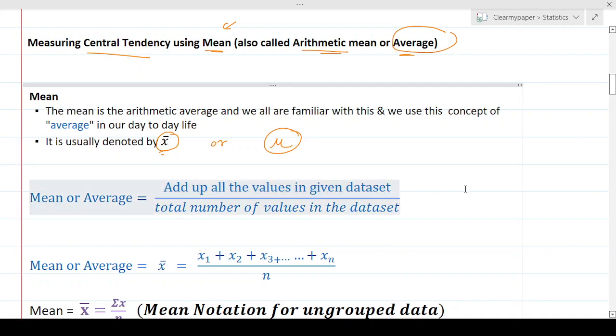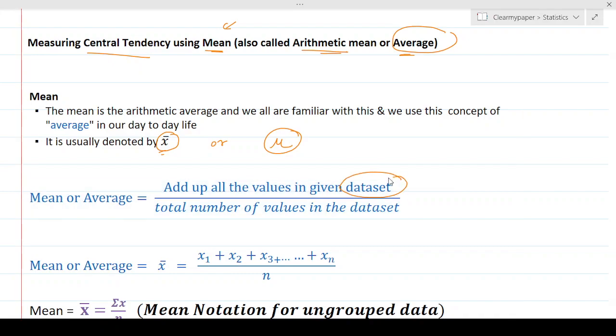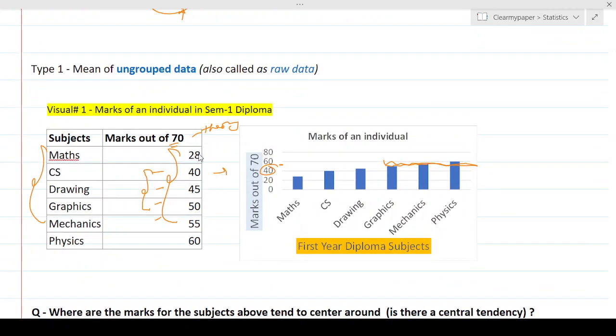Data set is a jargon here. What it means is the given set of numbers. So if you take the marks, whatever is given to us, the sequence of numbers or the set of numbers, that is called the data set. So don't get confused with the jargon. Whatever the given values are, we add them all up. We have maths, CS, drawing, graphics, mechanics, physics. So we add all of them, and we divide by the number of subjects.